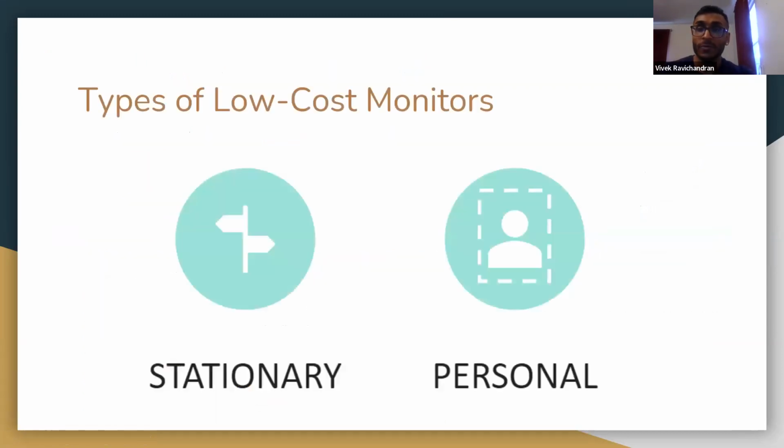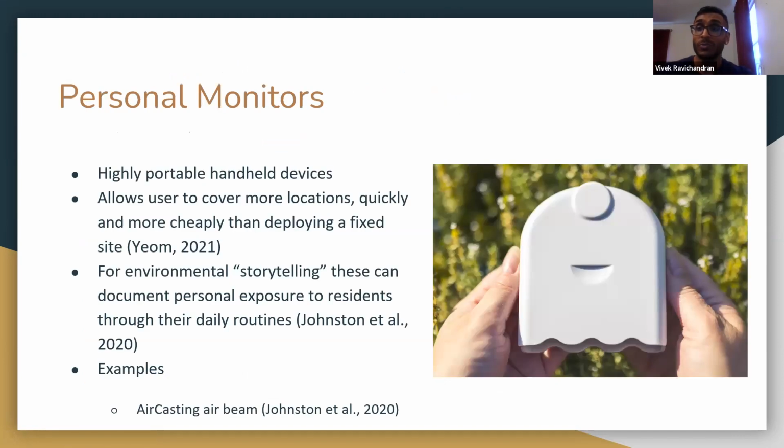So with that being said, we're gonna hop into the idea of stationary versus personal monitors, starting with personal monitors. So these are the more portable devices. They're about the size of, I would say, your fist, if not smaller. So you can carry them wherever you go. And they can be utilized to perform what we call environmental storytelling or environmental journalism, which is something that Dr. Wilson and our center, Siege, is trying to incorporate into our projects.